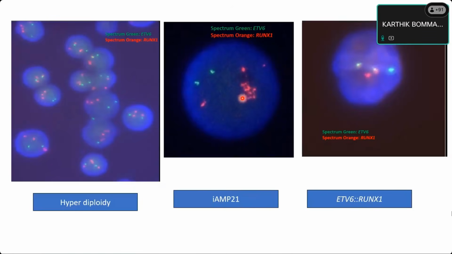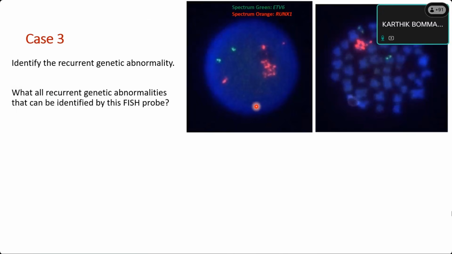If you are getting clustering of the signals in a FISH probe for RUNX1, it is called iAMP21. Clear? Okay, there is some specialty or usefulness of this probe. So using this ETV RUNX1 probe, what are all the genetic abnormalities you can identify?